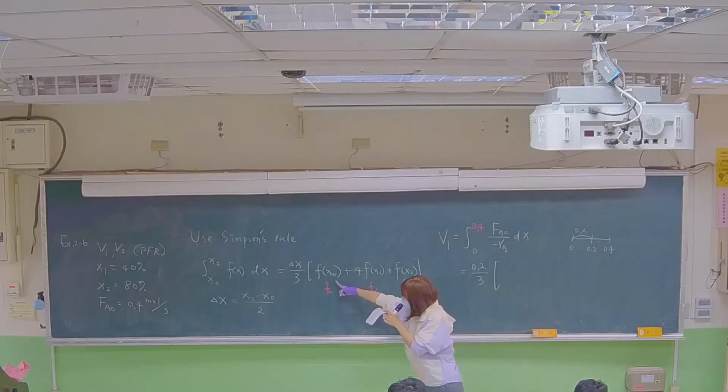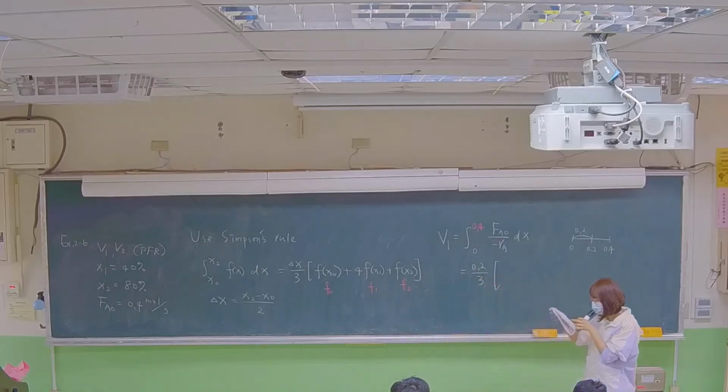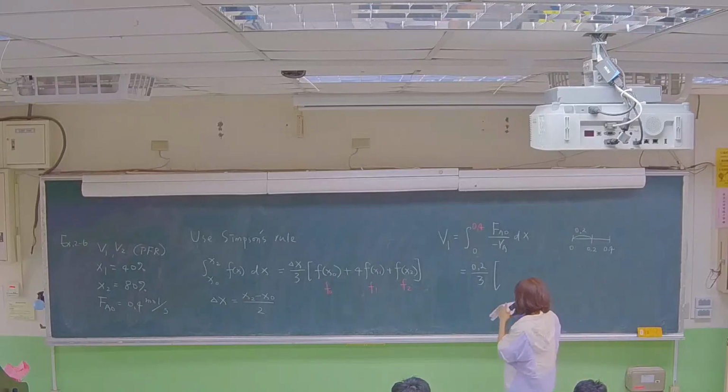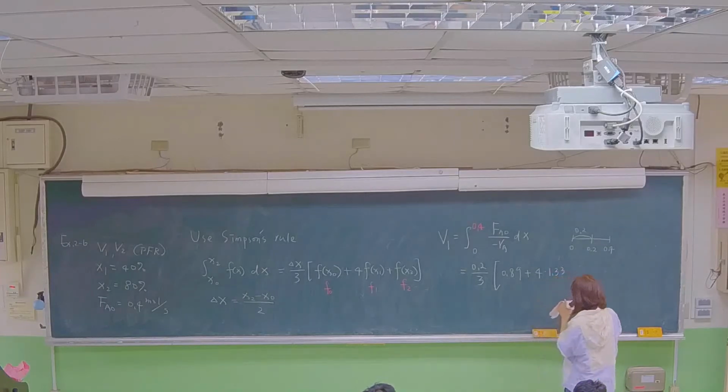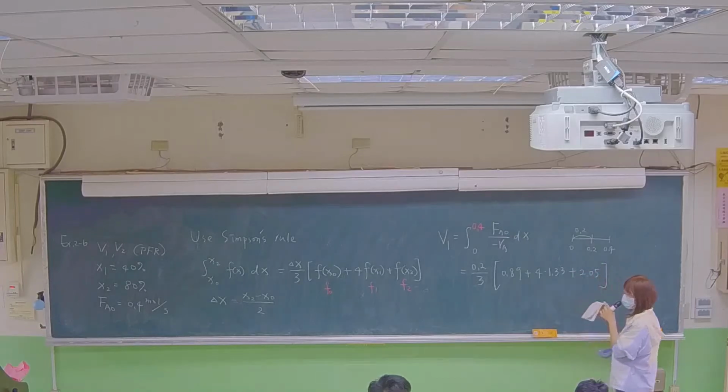F of x0: you have to check the table at x equal to 0. F of x is equal to 0.89. How about f of x1? Check the point x equal to 0.2. F of x is equal to 1.33. The last one, x equal to 0.4. F of x is 2.05. Okay, Simpson rule is much easier.